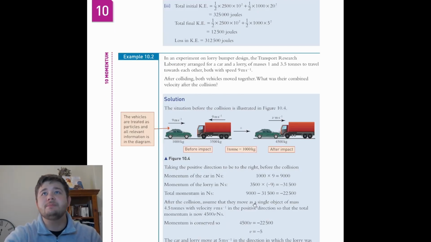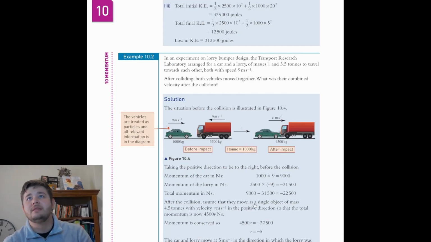So, in example 10.2, there is a new experiment with lorry bumpers. They've arranged for some test where a lorry and a car with masses 1 ton for the car and 3.5 tons for the lorry travel towards each other both with 9 meters per second of speed. After colliding, both vehicles move together. What will be their combined velocity?